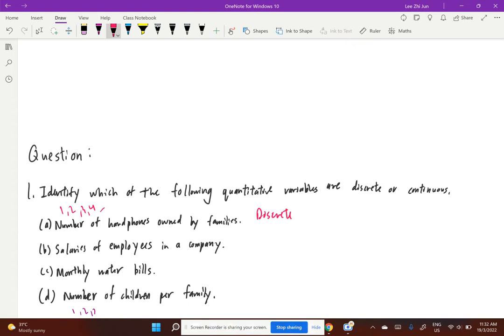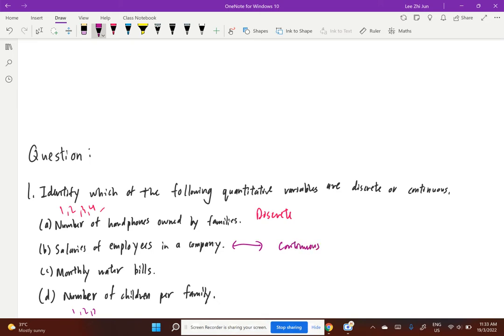The second, salaries of employees in the company. Because all of the employees won't have the same salary. Maybe if you are the supervisor, you have the highest salary, or maybe you are a newbie, a fresh graduate, so you have a low salary. So it has the range. So it's continuous.